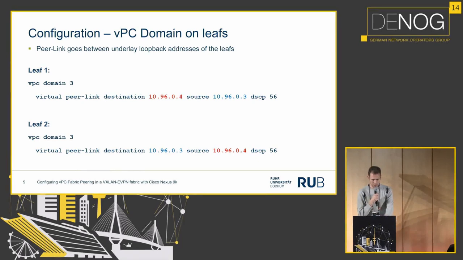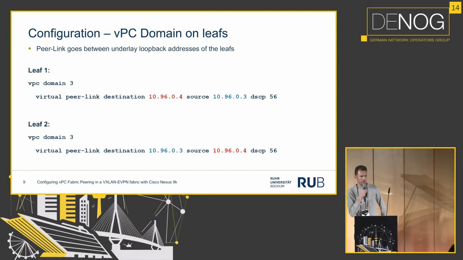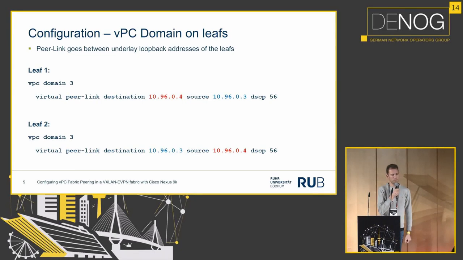But the rest of the configuration is easy. If you know VPC and if you have configured it once, you have only one line to configure. It's a virtual peer link with destination and source IP. These are the underlay loopback addresses of the VTAP. And you have to do it on both switches with reversed IP addresses, as you can see here. And the DSCP 56 at the end of the line is the default, but you can change it. It doesn't hurt to write the default down here, and it will be visible in the config too, but you never know when they change the default, and you need it for quality of service.